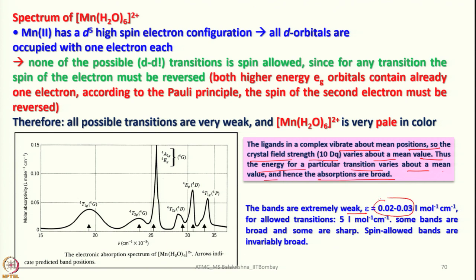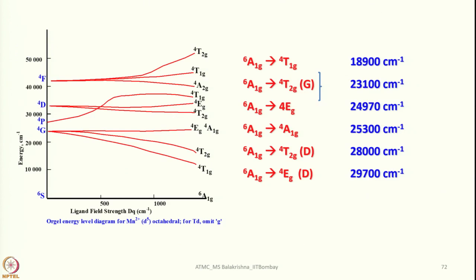You can see that reflected in the epsilon value, 0.02 to 0.03, and for allowed transitions it is 5. Some bands are broad and some are sharp. Spin allowed bands are invariably broad, and spin forbidden are sharp. The same thing I have shown here. So this is the one for the d5 electronic configuration I have shown here. G is split into 3 states, 3, 3, 2, 1, which have similar energy, and D is split into 2 states, triply and doubly degenerate, and 4P is a single state, and F is split into a triply degenerate and 1. Now the transitions take place here, and whatever transitions we saw are listed here with the corresponding energy.